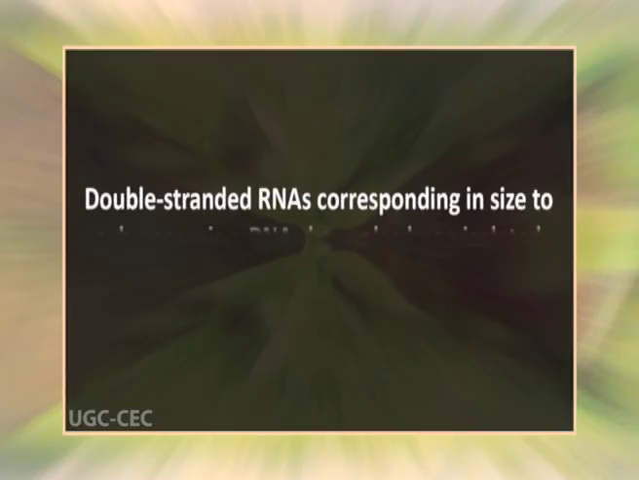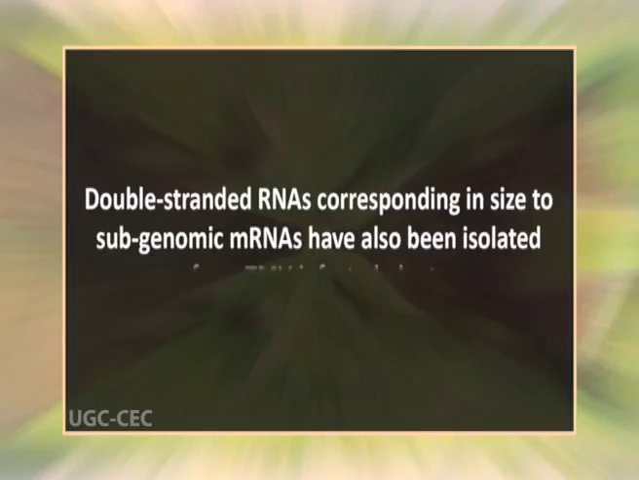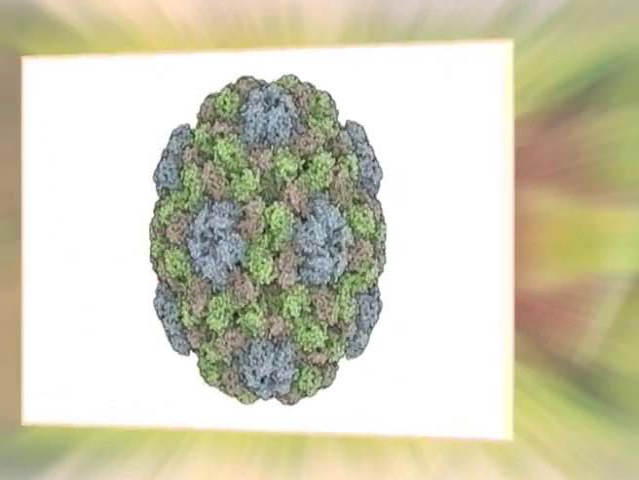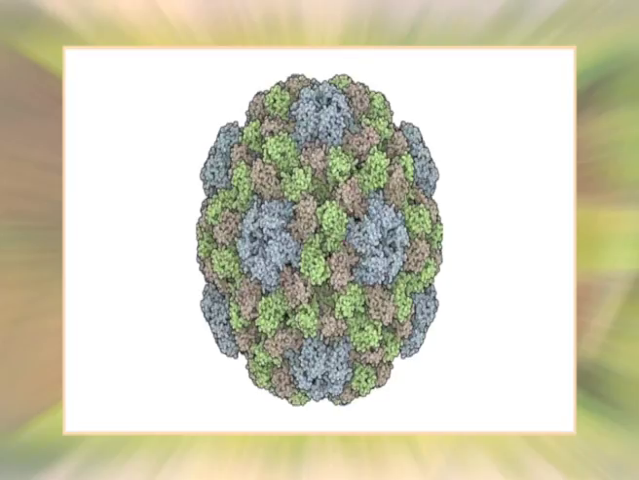Double-stranded RNAs corresponding in size to subgenomic mRNAs have also been isolated from tobacco mosaic virus infected plants. There is no evidence that subgenomic RNAs are self-replicating. Tobacco mosaic virus subgenomic RNAs are likely to be synthesized by internal initiation on genome length negative strand RNA templates, which requires subgenomic promoters containing sequences not found in the subgenomic RNA itself, as shown for bromo mosaic virus.